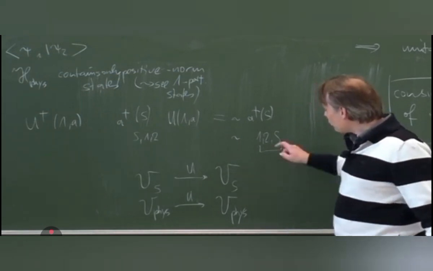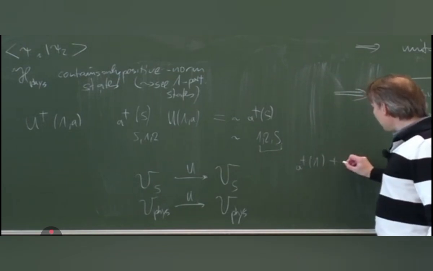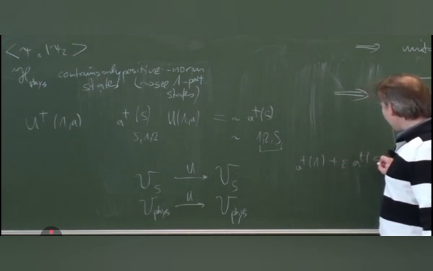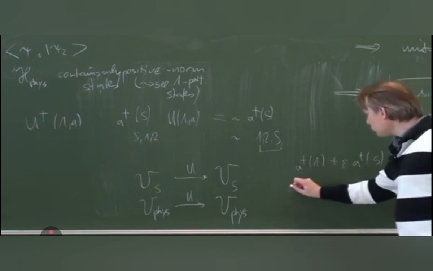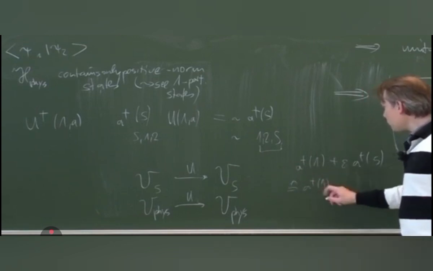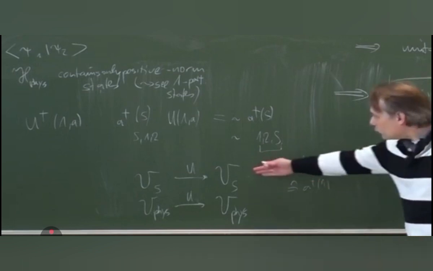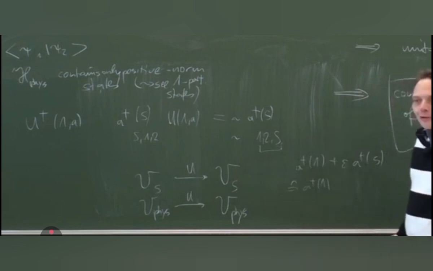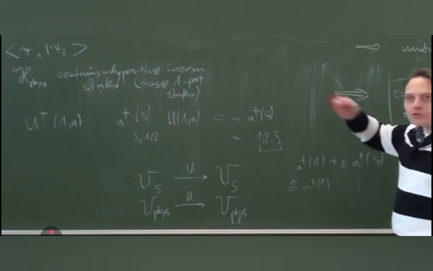So any state which has this form, let's say a dagger of 1 plus epsilon times a dagger of S, is equivalent to the same state which contains only the a dagger of 1. That is exactly the meaning of saying that this Vs defines our space of equivalence classes. That's exactly the point, and that is what makes the whole approach Lorentz covariant.